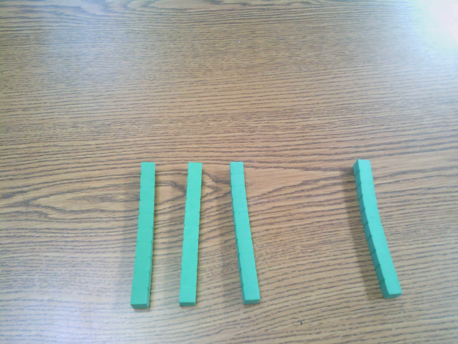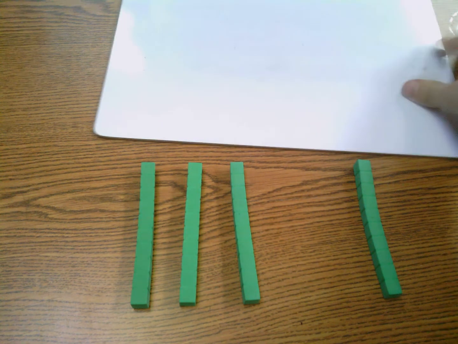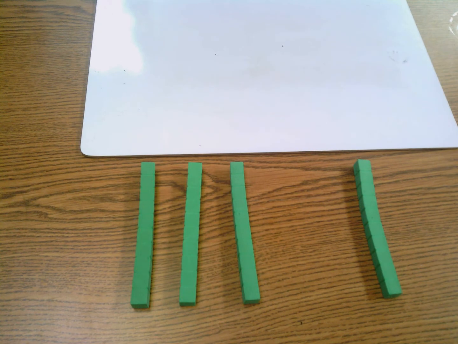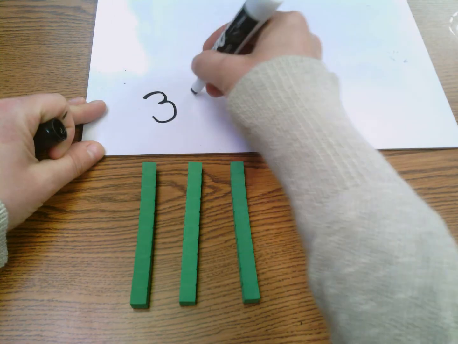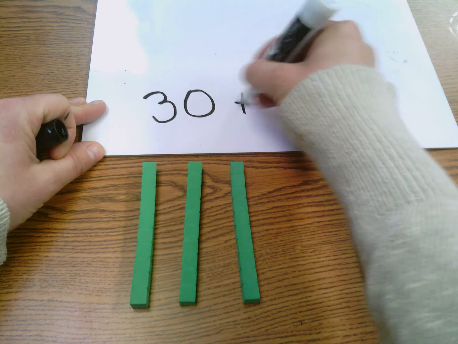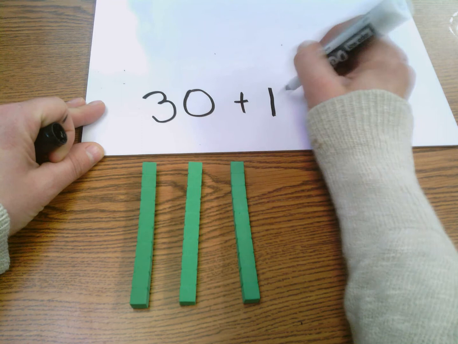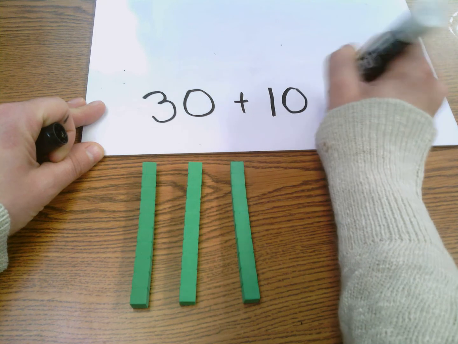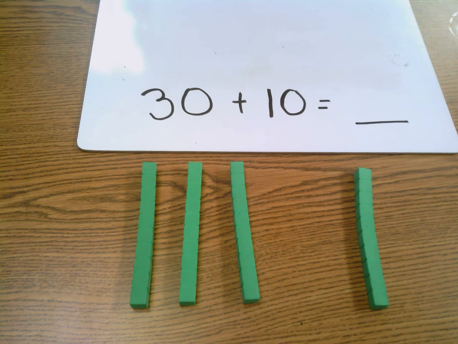First, to figure out how many I have in each group, I need to count by tens. I'm going to put this here so I can show you how the equation is going to look. In this first group I have 10, 20, 30. So I'm adding 30 plus 1 ten, which is 10. Not 1, it's 10. Don't forget to write your 0 there. Equals blank. So 30 plus 10.